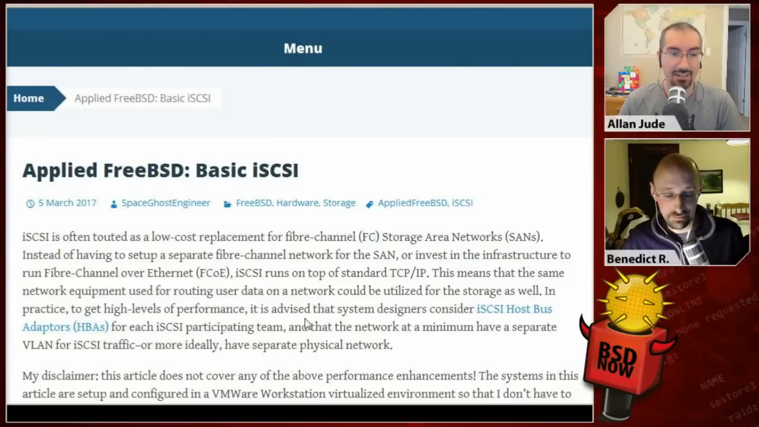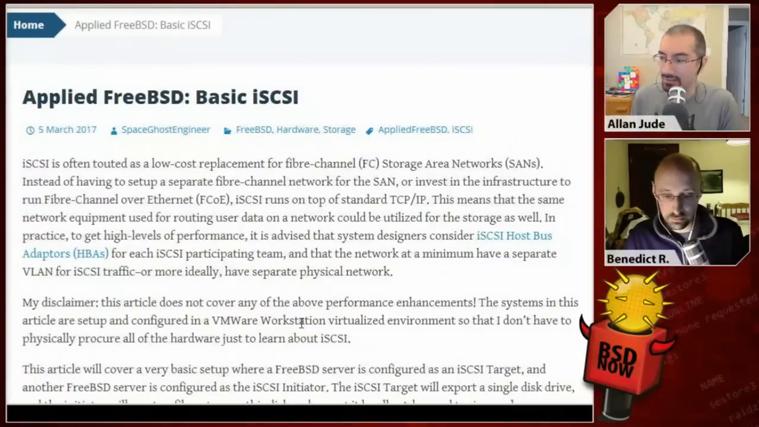So it says iSCSI is often touted as a low-cost replacement for Fibre Channel or storage area networks, which is basically having a dedicated network running a different protocol for your storage. The nice thing about iSCSI is it can run over your regular LAN, or it can have a separate VLAN, which is better, but it means it uses standard switches and routers and so on. You don't need special networking gear.